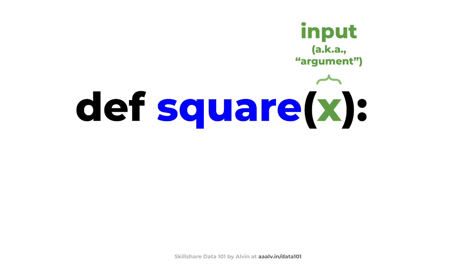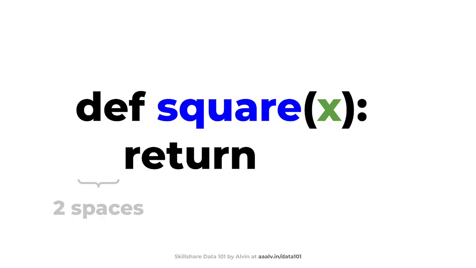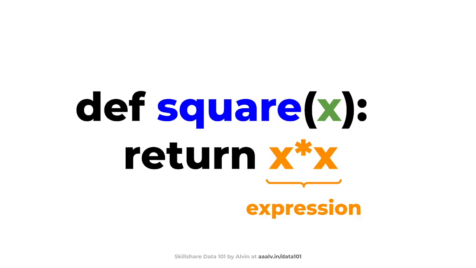In between the parentheses, we add our input argument. In this case, our function square only takes in one argument, which we will call x. Then add 2 spaces. These 2 spaces are extremely important. These spaces are how Python knows you are now adding code to the function. Since this function is simple, the first and only line of our function is a return statement. The return statement stops the function and returns whatever expression comes next. In this case, the expression is x times itself.